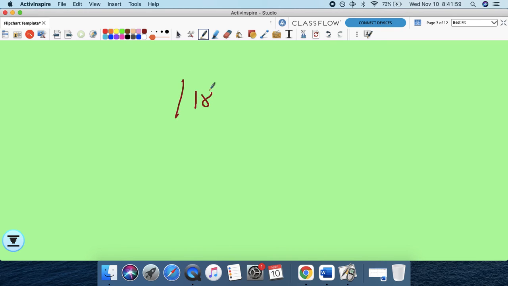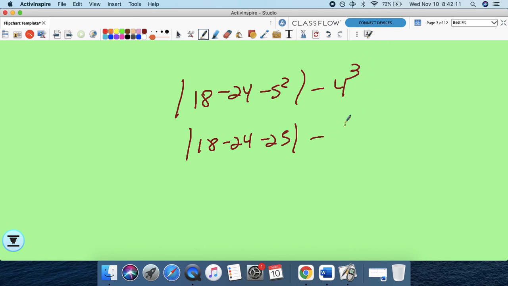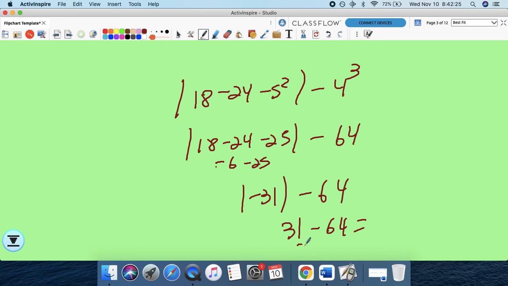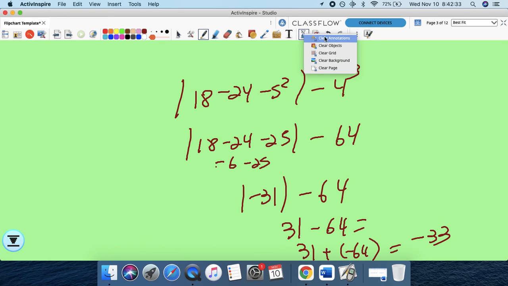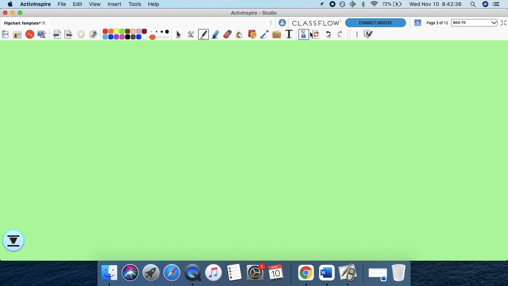And 18 minus 24 minus 5 squared, take care of, let's change this to standard notation. 18 minus 24 minus 25. And we can do this. 16 is just 64. So 18 minus 24 is negative 6. Negative 6 and negative 25 is negative 31. So that's what it is inside absolute value. Take the absolute value, subtract these two, change it to addition if you so choose to. And this is going to be negative 33. So again, you will have a calculator on your test here.